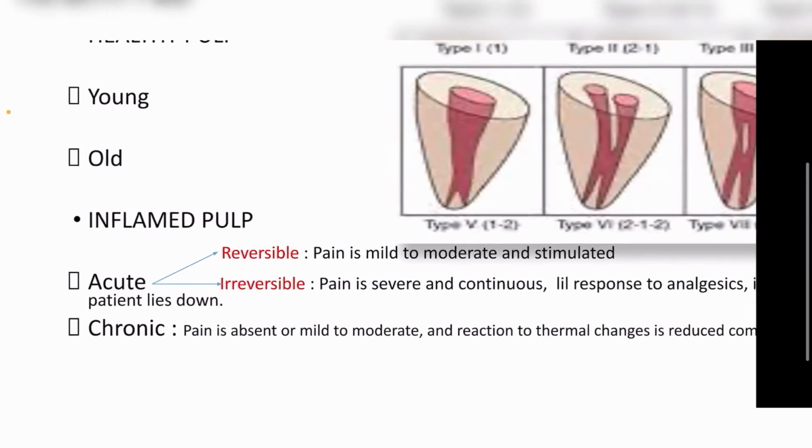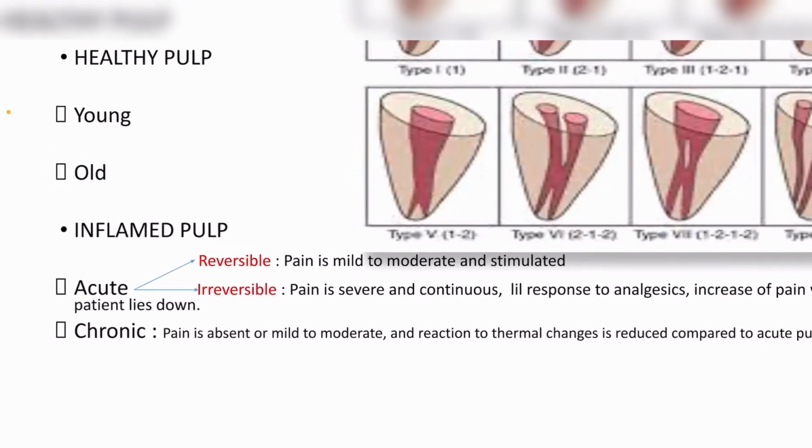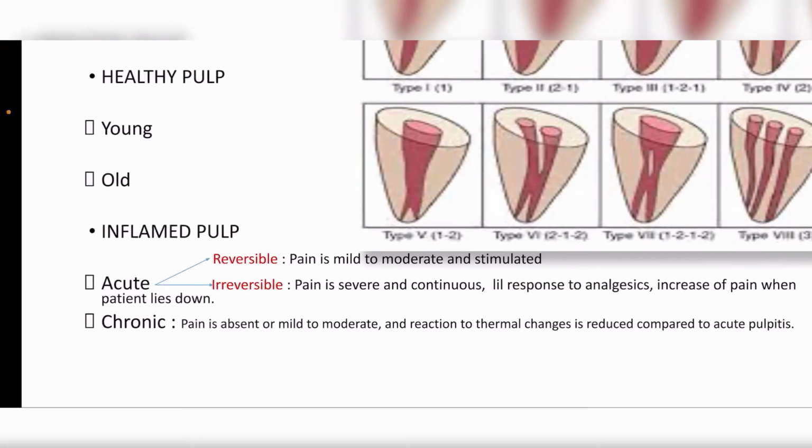So the inflamed pulp, like we said, the acute one can be reversible or irreversible. And it can be caused by, like we said, caries or tooth preparation. The pain is mild to moderate and it's stimulated. It can last only a couple of seconds, a couple of minutes maximum, and it's not going to hurt the patient for a long time.